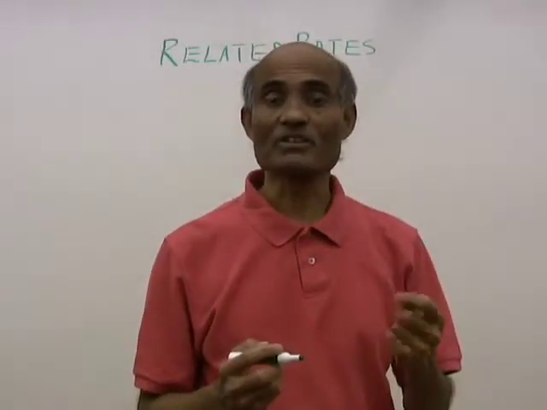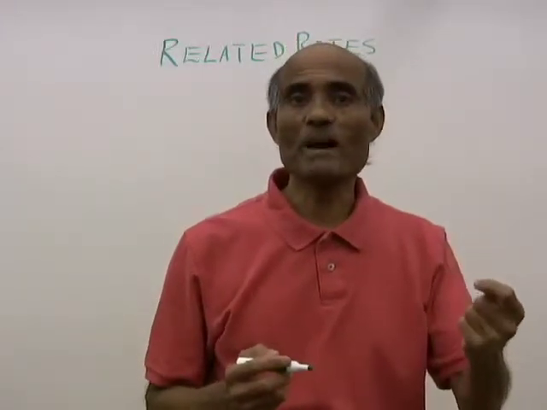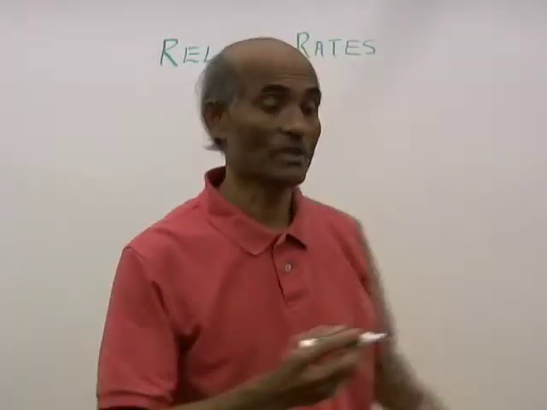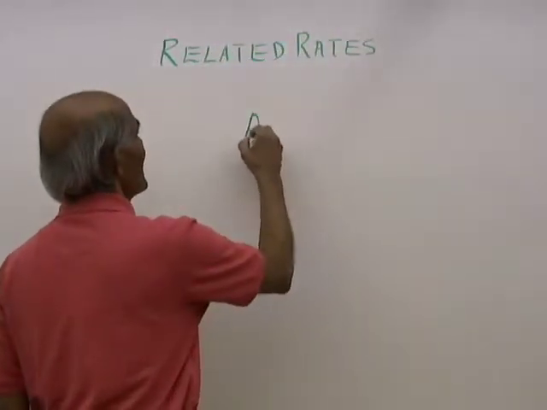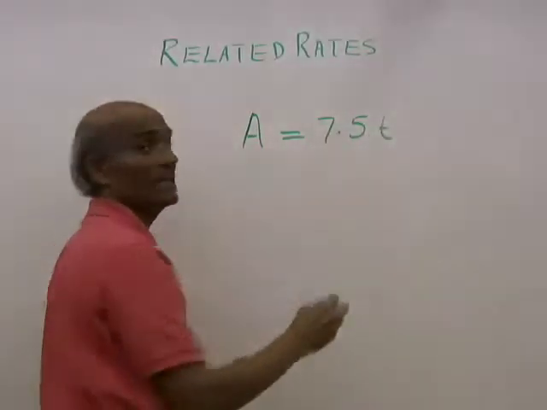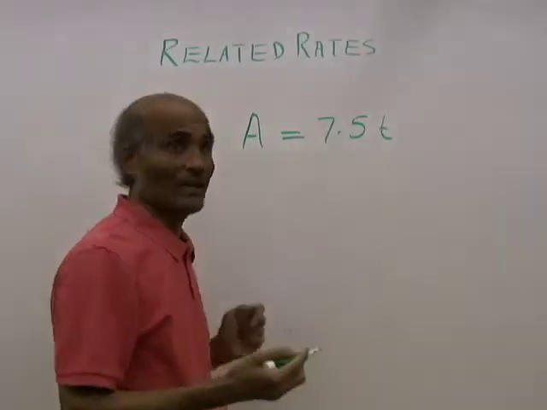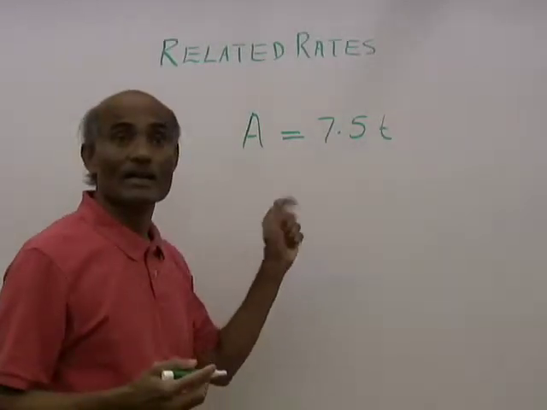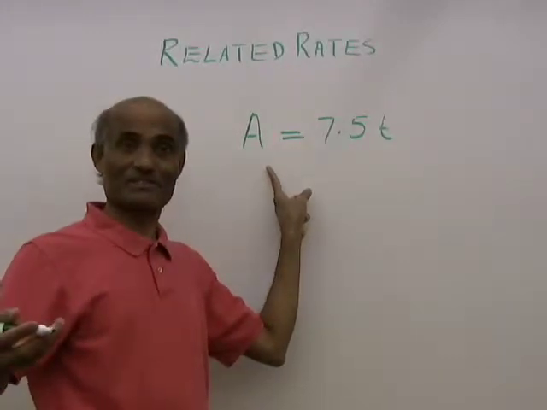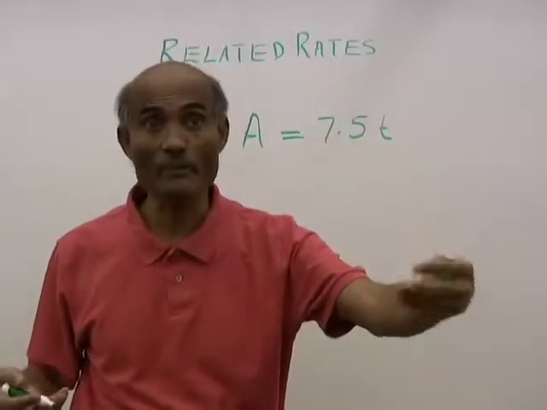A student assistant earns $7.5 an hour. What is the amount of money that he takes home as a function of the number of hours? We said we can write it as A equal to 7.5t, where A is the amount of money, t is the number of hours. Now, as t changes, A also changes. Is that right? Well, both change with respect to time.